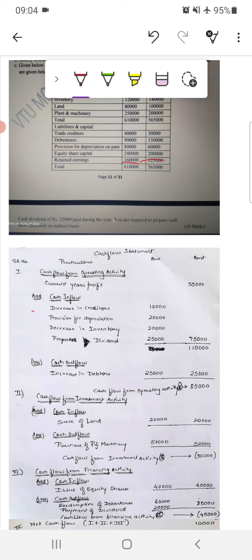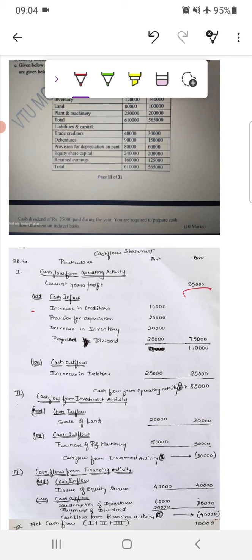How will it increase? Only when the profit is there, right? So what is the profit? It is 1,60,000 minus 1,25,000, that is 35,000. So your current year's profit would be 35,000. That is from 1,25,000 it has increased to 1,60,000. That means the difference is 35,000. That means your profit is 35,000. So your current year's profit would be 35,000.